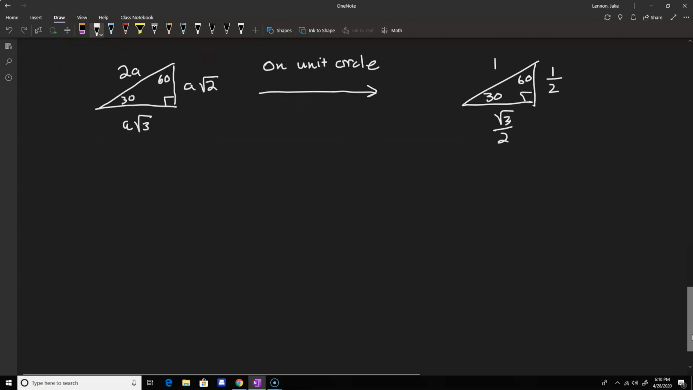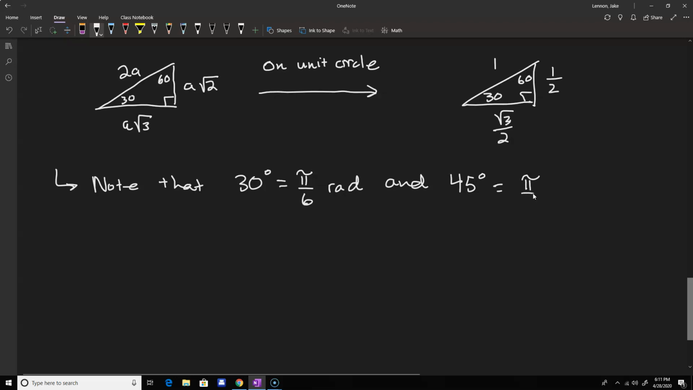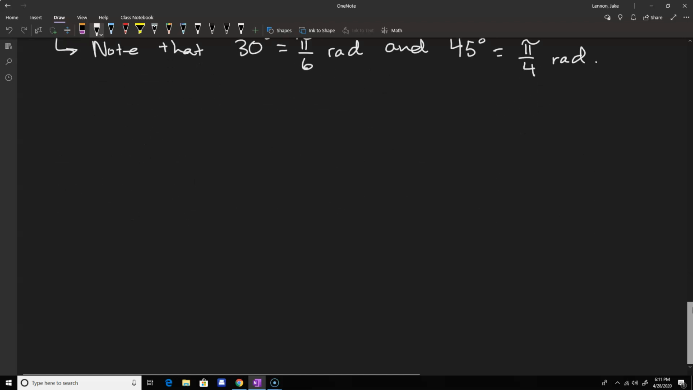So let's see how we can do that. And also let's note, since we talked about radian measure, that 30 degrees is equal to pi over 6 in terms of radians, and 45 degrees is equal to pi over 4 in terms of radians. To check that, if you don't know how, we just use the unit conversion factor. So take 30 degrees and multiply by pi over 180 and simplify, and the same for 45 degrees. Multiply by pi divided by 180, and you'll get pi over 6.